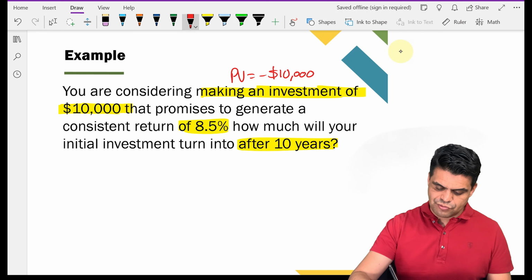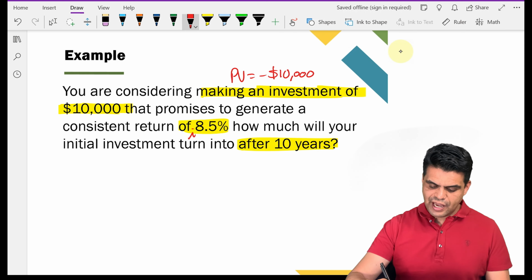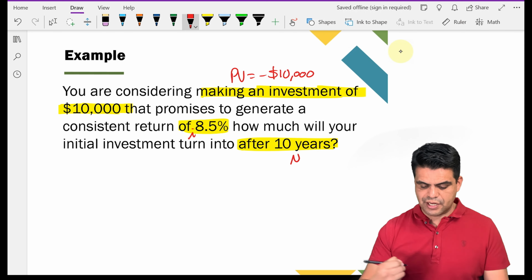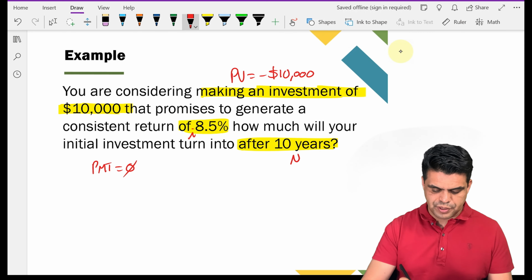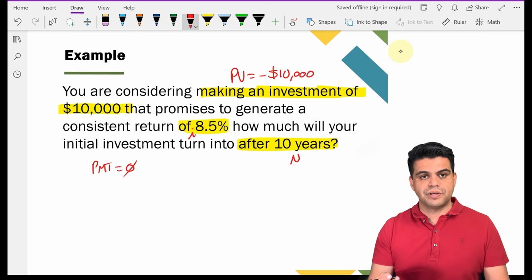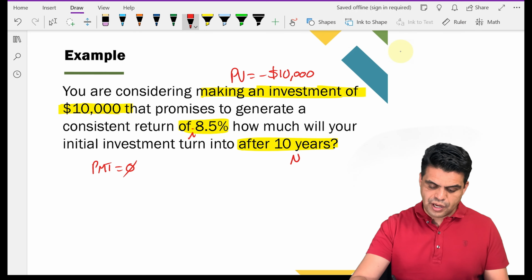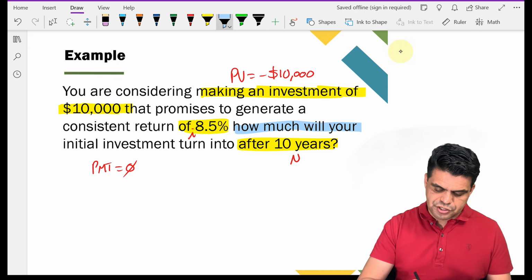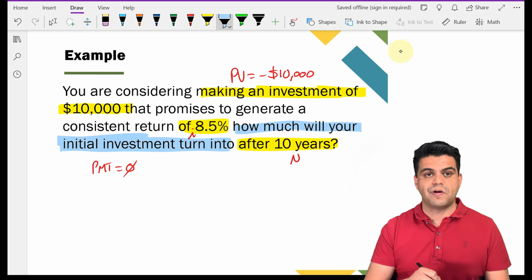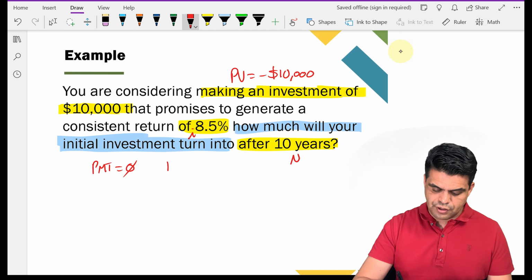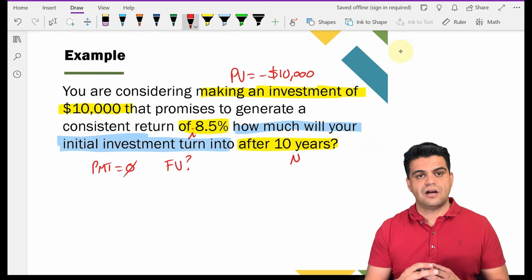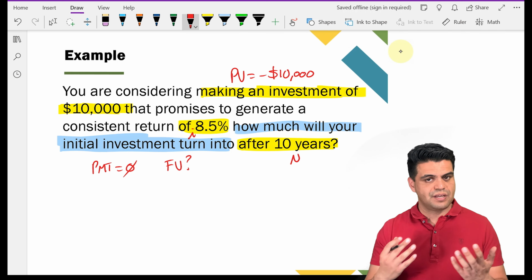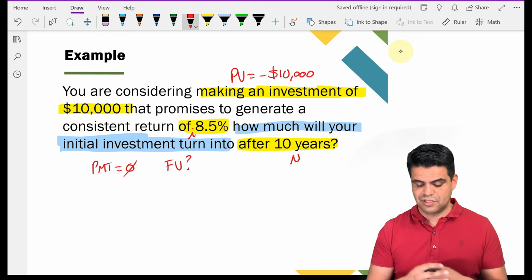We have our interest rate here, okay? And we have our time period, which is 10 years. Now, there's no mention of payments. So payments is going to be 0. So which term are we looking for, right? How much will your initial investment turn into? That is the question. So we are looking for the future value. Before we actually solve it in our financial calculator, is the future value going to be positive or is it going to be negative? I'll give you a chance to think about that. You can pause the video if you need more time.